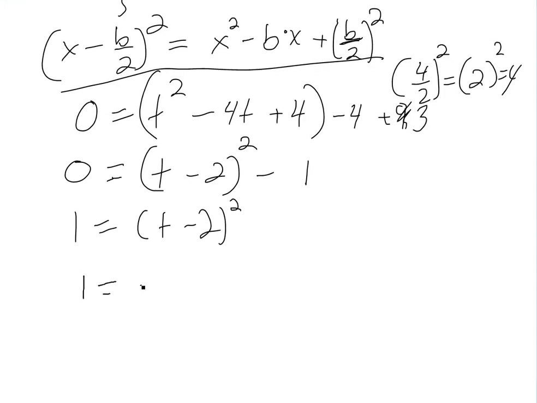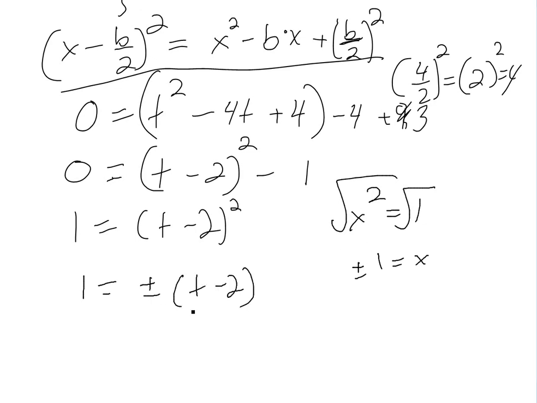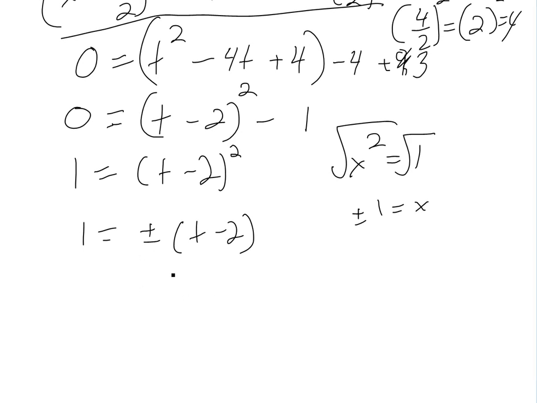And this 1 is going to be a plus or minus, because if you have x squared equals 1, if you square root both sides, it's going to be plus or minus 1 equals x, because if this is negative 1 squared, it's going to be 1, so you need the plus or minus here. So we'll have t minus 2, and we're going to have two values of t in this case.